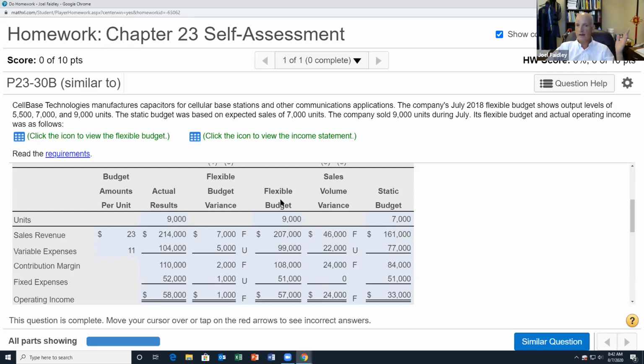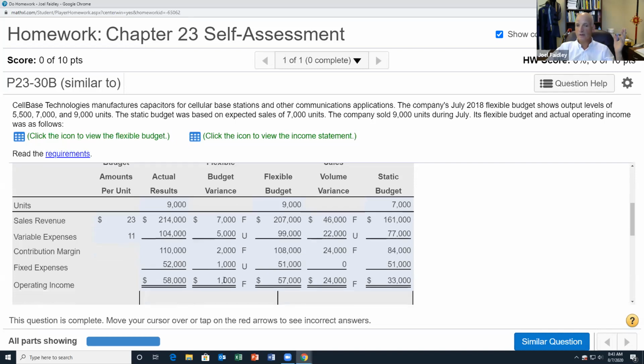All right, and then I compare my actuals to the flex. That's what everybody wants to know about in your company. Got 214,000 versus 207, that's 7,000 favorable. Should be 46, but it's 7. My cost went up 5,000. They should have gone up 22,000, so that's good, but again, compared to flex budget, that's unfavorable. Contribution margin is 2,000 favorable. It should have been 24,000 favorable. And fixed expenses went up 1,000. It shouldn't have gone up any because you're in the relevant range.